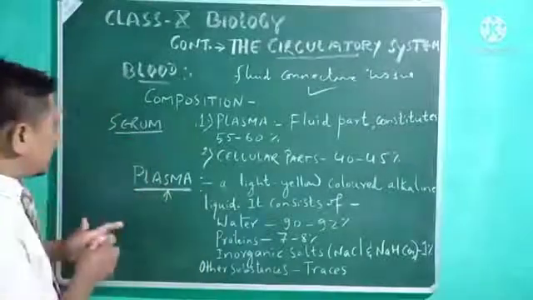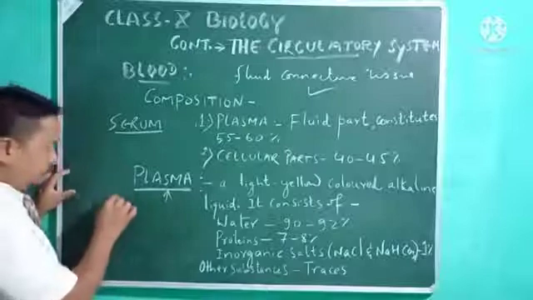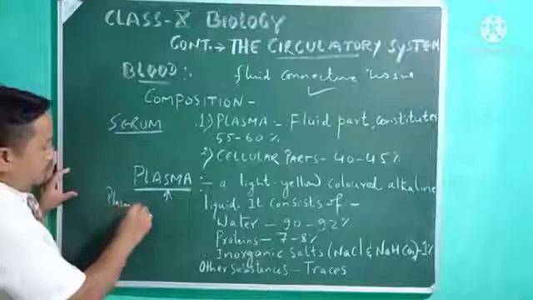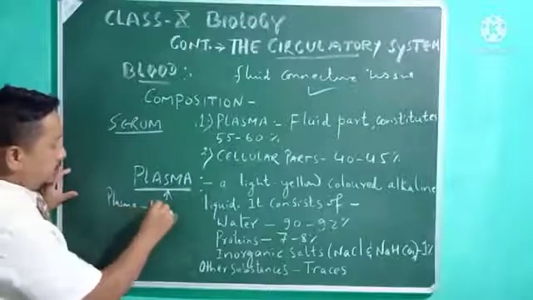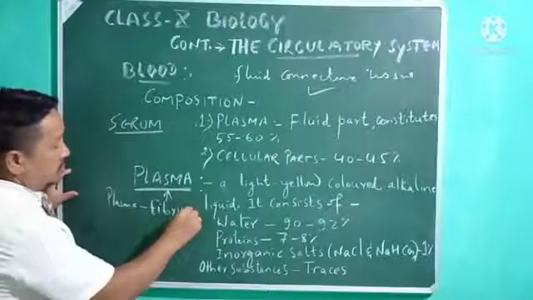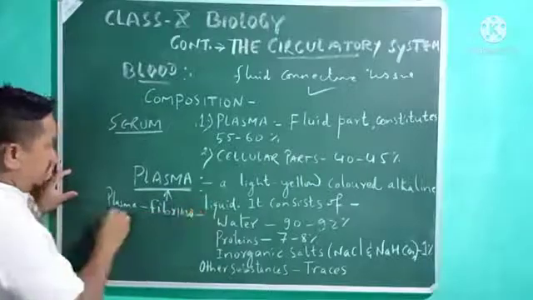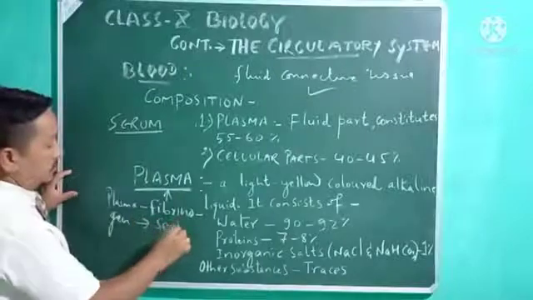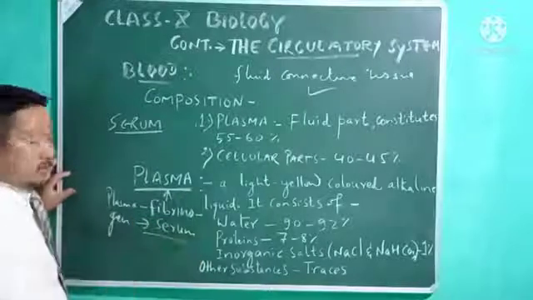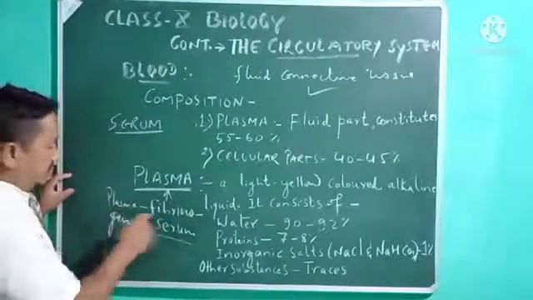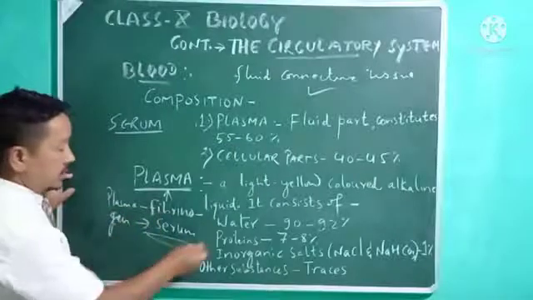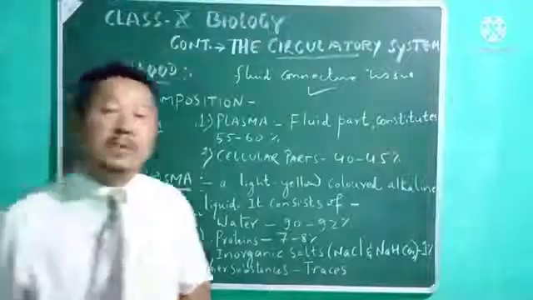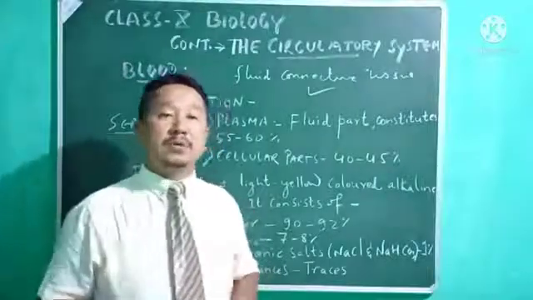So it can be written like this. Plasma minus fibrinogen equals serum. Okay, serum. Plasma itself where no fibrinogen is known as serum. That means serum is a part of plasma where no fibrinogen is there.